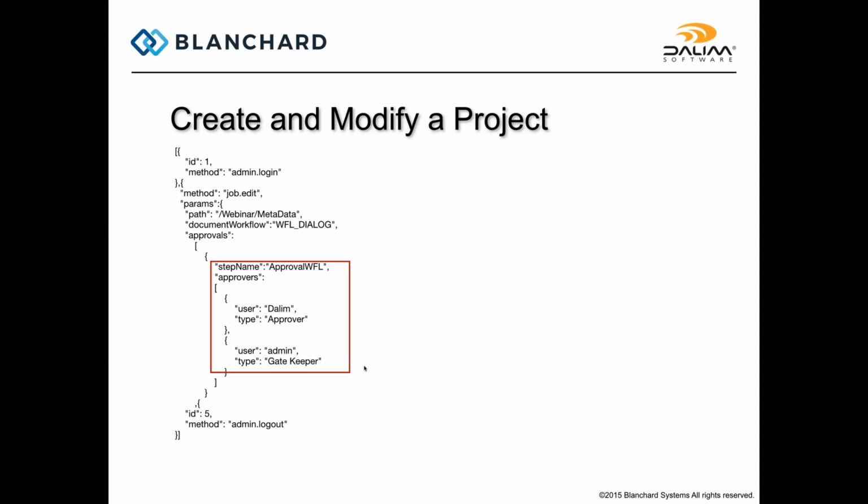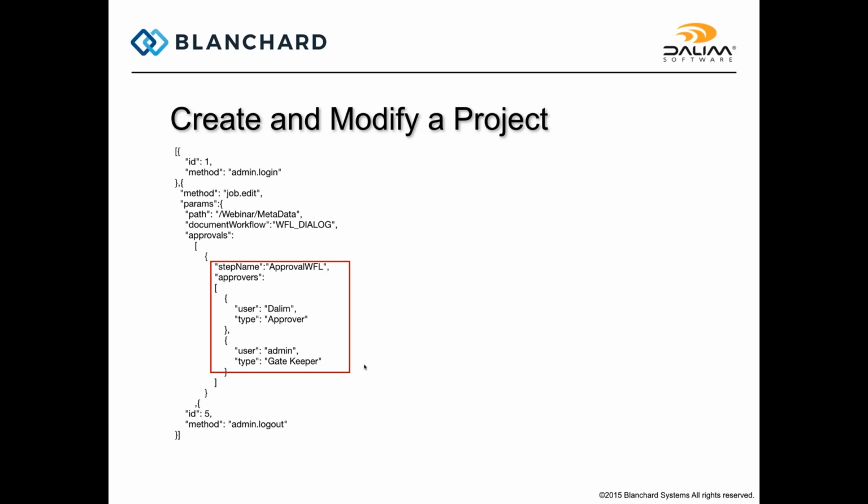So the path structure is the customer name, being webinar. Metadata is the project I actually am looking at here, and I'll change that when I do the post. But then the document workflow I'm setting the approvals for. So if you had multiple document workflows in your project, you could change it for each one. But in this case, it's just Whiffle dialog. And then this is the way I'm setting up the approvals.